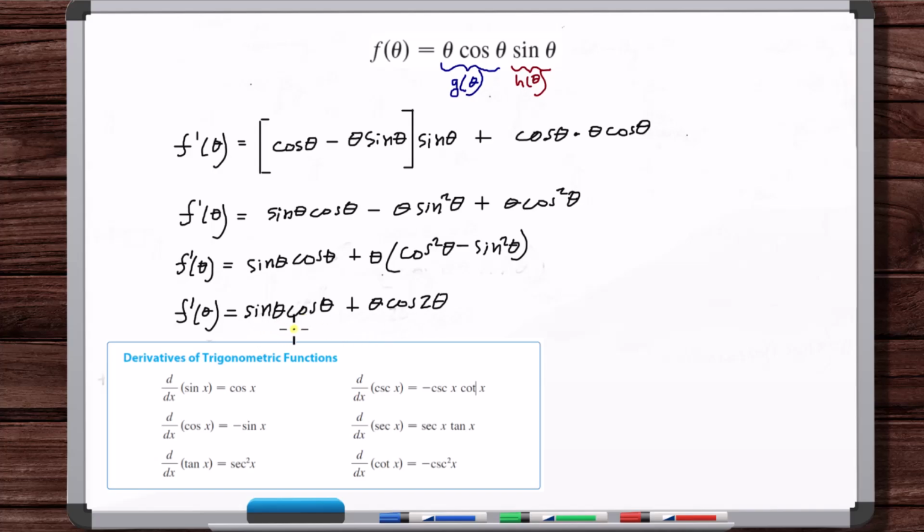Okay, now this sine theta cosine theta, we know that sine of 2 theta is 2 sine theta cosine theta. So we can say this is 1/2 sine of 2 theta, right? Because sine of 2 theta is 2 sine theta cosine theta. And so with the 1/2 we would get this. So plus theta cosine of 2 theta. And that's the derivative.